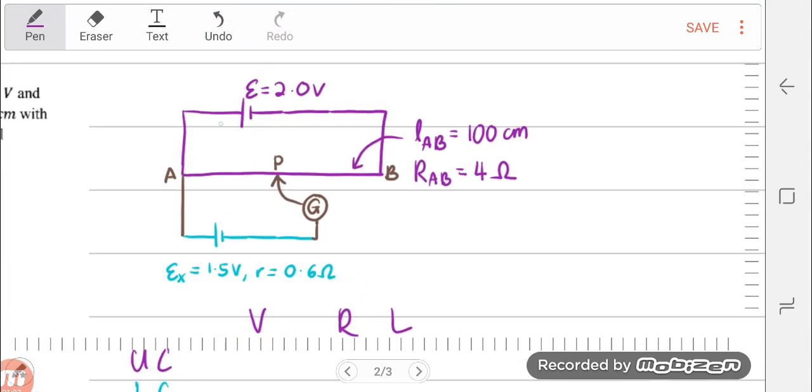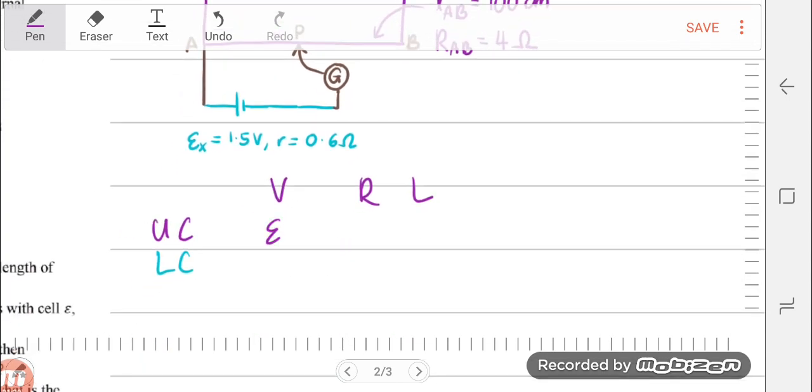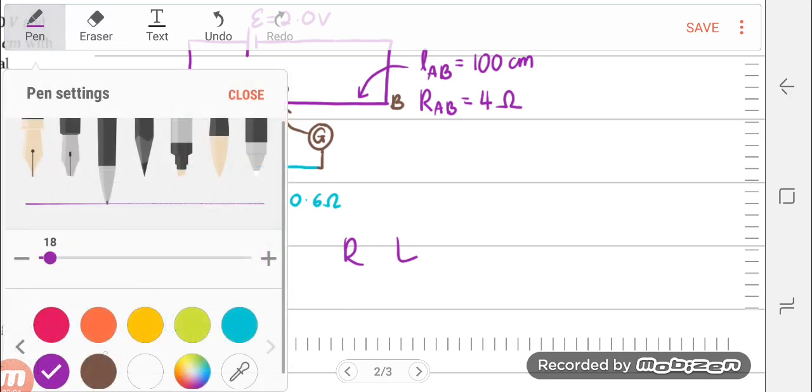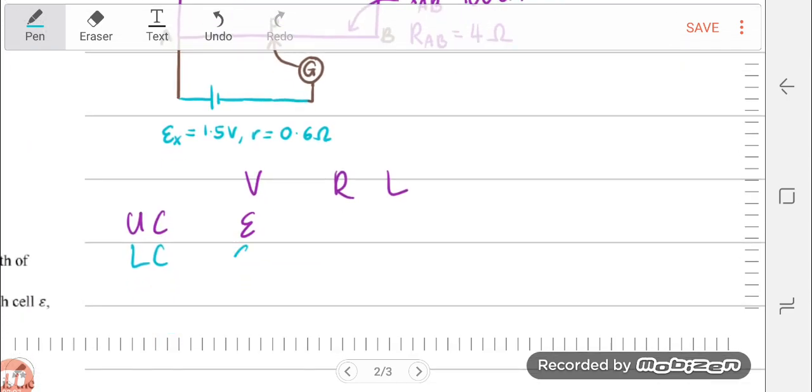In the upper circuit, we don't have any other resistor, which means whatever EMF we have here is our VAB. So this is our EMF. And this blue circuit is not a complete circuit. There is no current passing through it because it is not complete, it's just hanging there, one straight wire. So we just take the potential difference as the EMF X itself.